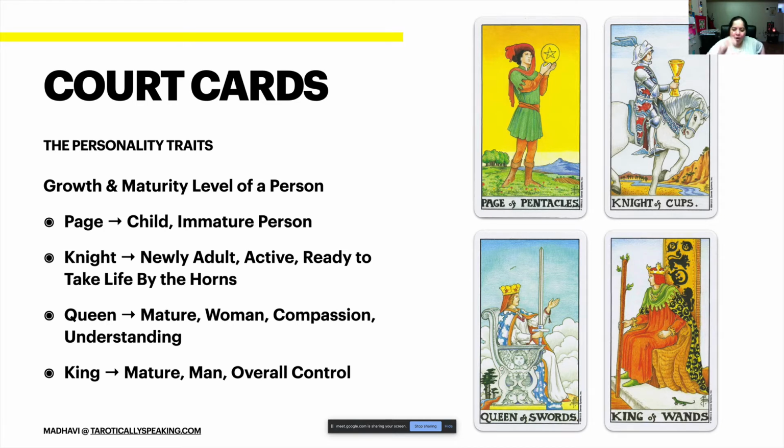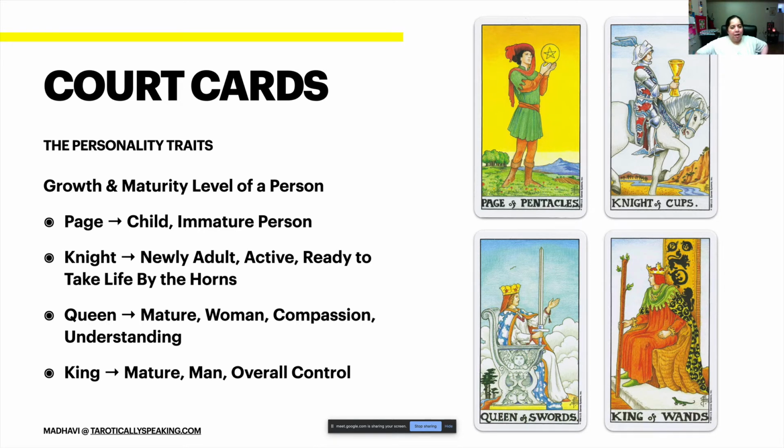And then you go a little bit more mature, and there you have the king, who is bringing in the manly or masculine qualities of being in charge, being the one going out there doing stuff, taking control. He's supposed to be even more mature, very much in charge of everything. So they are essentially documenting the growth of the person from child to adult to a little bit mature to very mature. So you're seeing that growth happen.